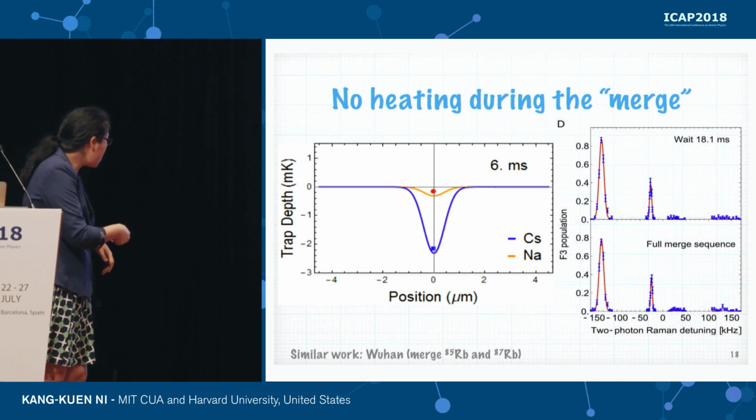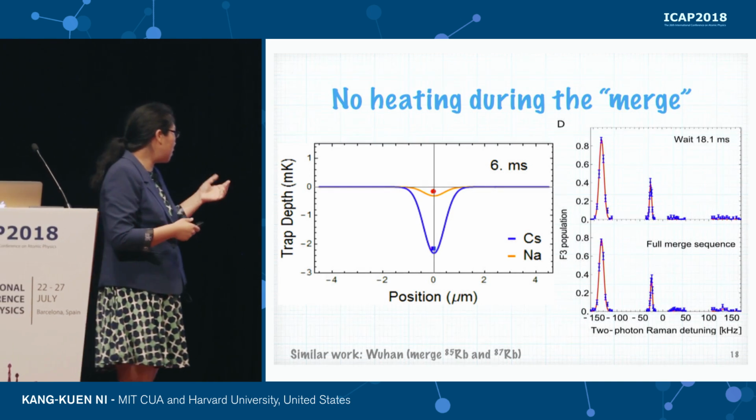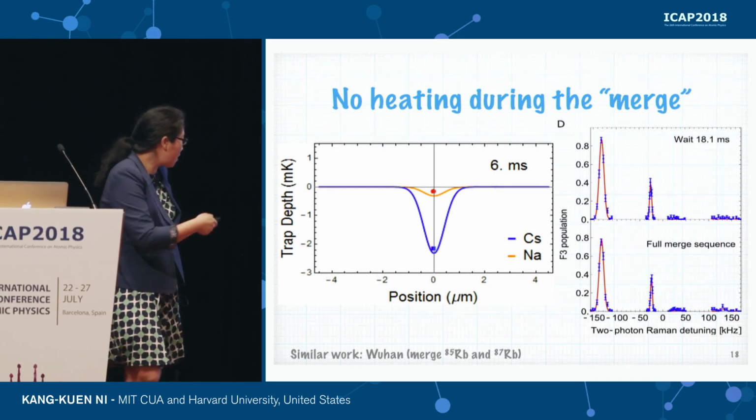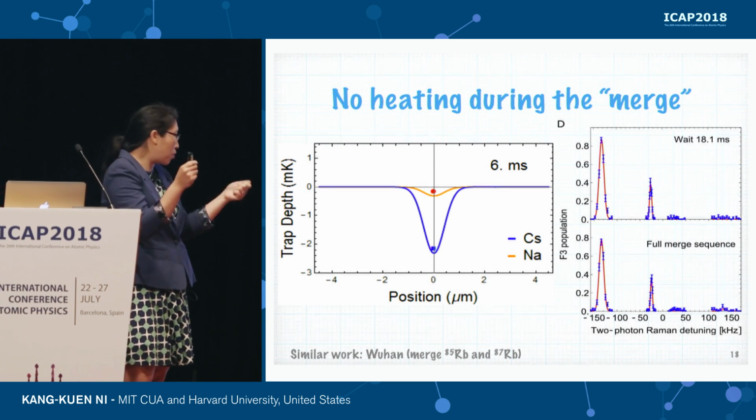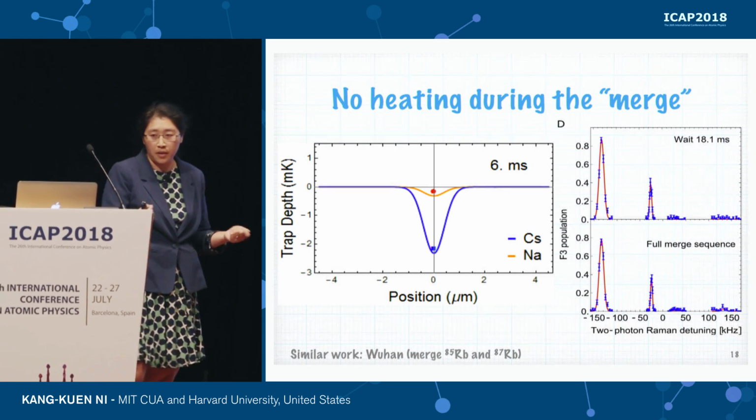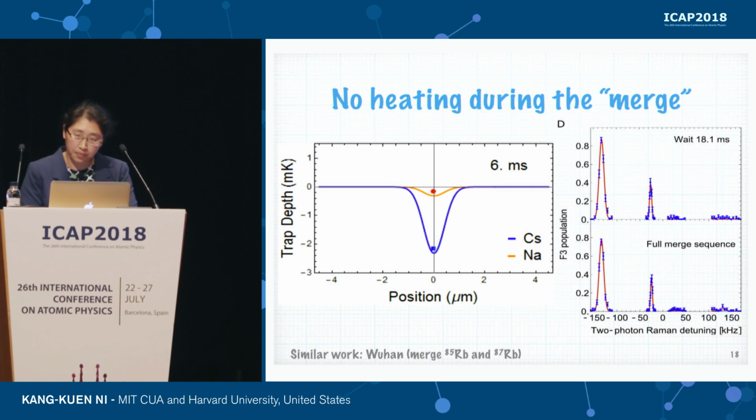I wanted to quickly mention that similar work was done in Wuhan. They showed a poster yesterday where they can work with 2 different isotopes of rubidium, achieving very similar conditions.